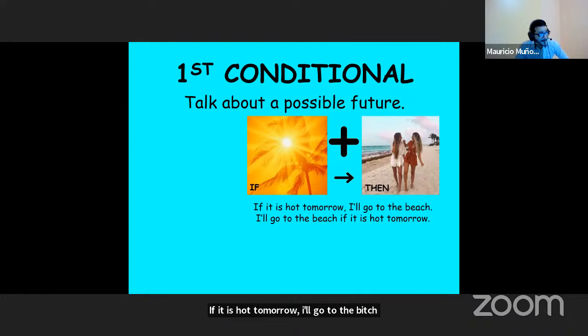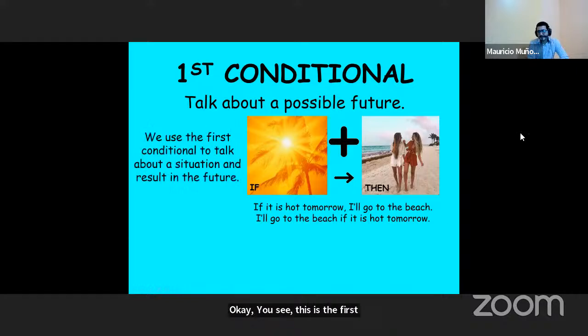Jesus, you recognize the word beach. I can't believe it. Okay. You see? This is the first conditional. Okay. Let me pick up someone. Evelyn Peña, could you please read this for me? No? Jesus. Audrey Zambrano, could you please read this for me?